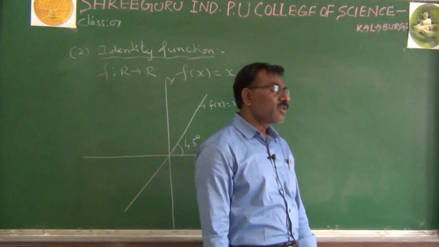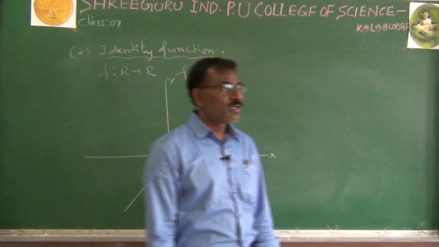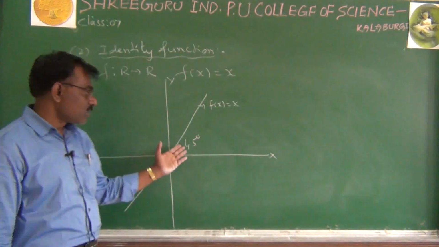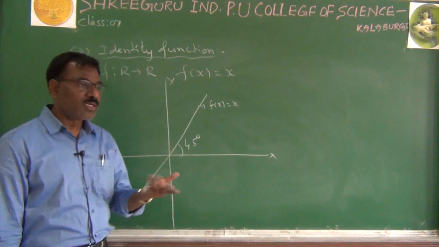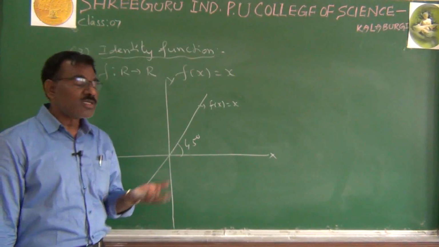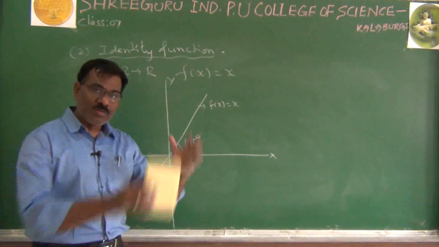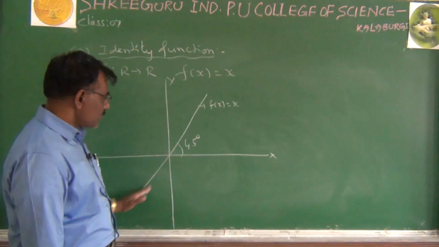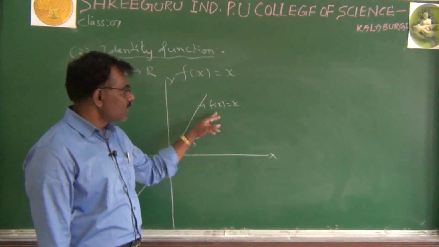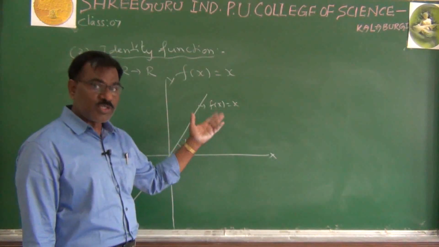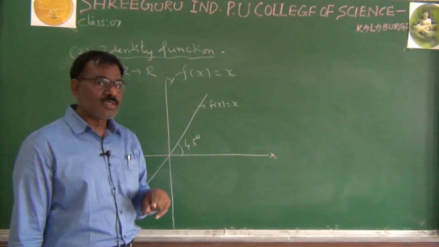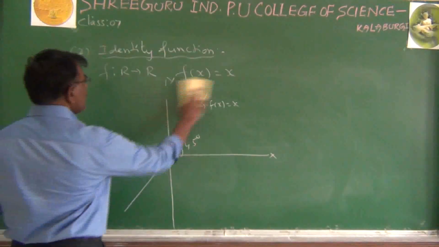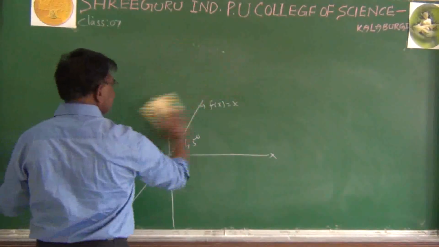When it is the identity function, that line passes through the origin and is inclined at 45 degrees. Even in physics and chemistry, some problems come as graphs. When y is x, the line passes through the origin and theta is always 45 degrees. So this is called the identity function.